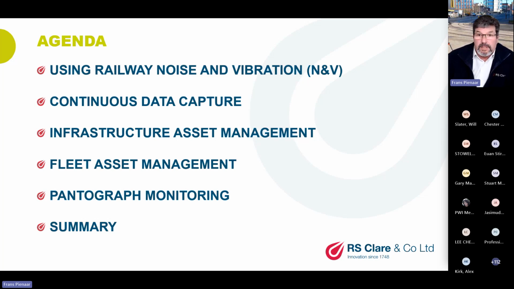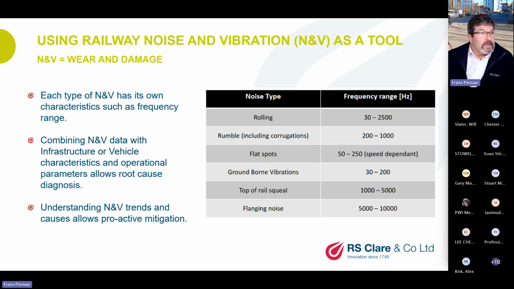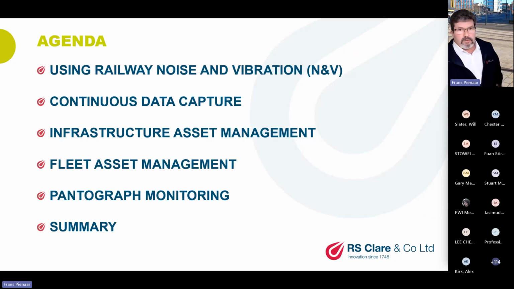So the first one is using rail noise and vibration as a tool. Now, I think firstly we have to understand that due to friction, we have wear and damage that's taking place, and when wear and damage take place, there is also noise and vibration that go with it. So we can almost say that wear and damage is equal to the noise and vibration that we're getting when the damage is taking place.